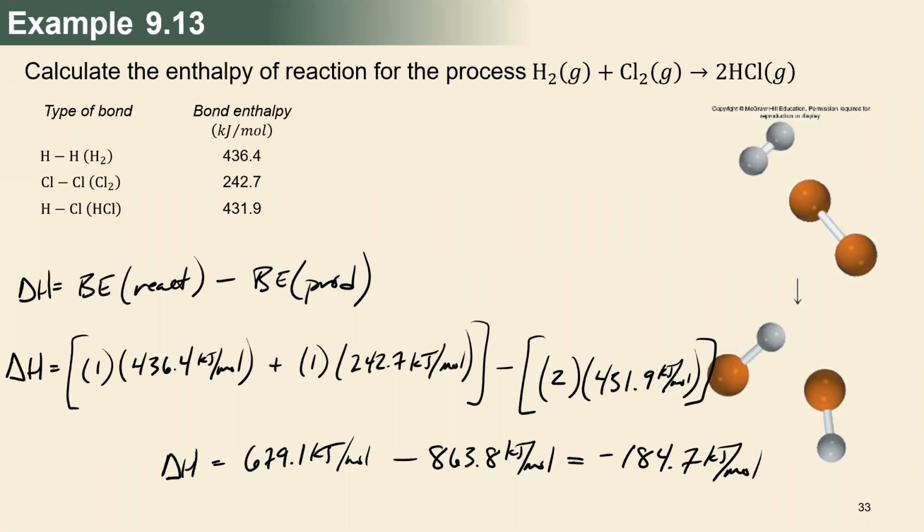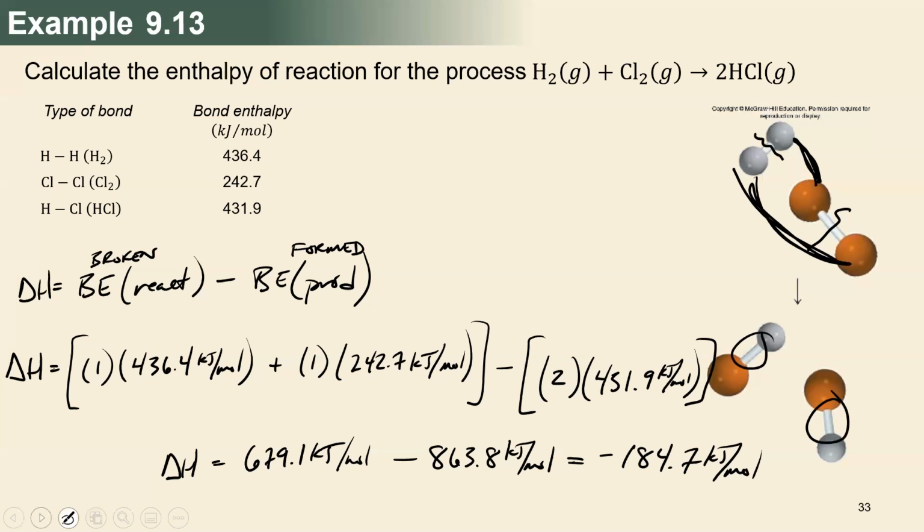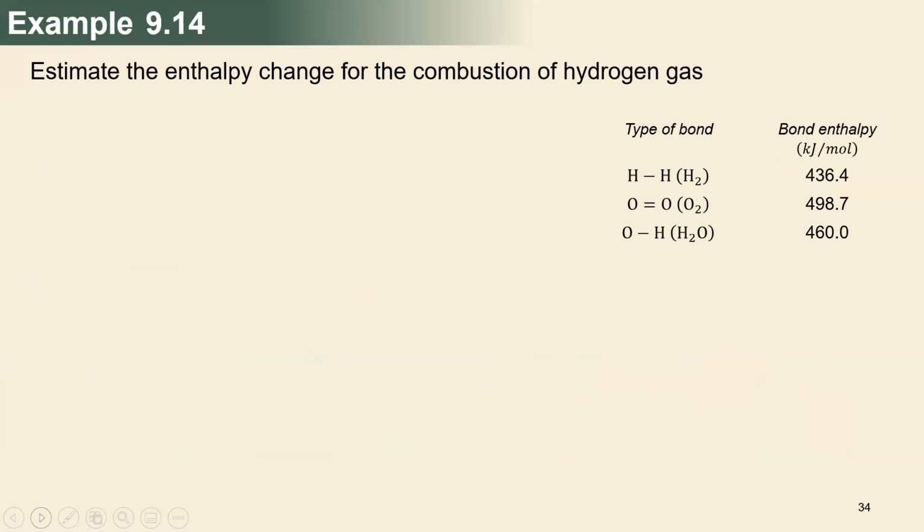Again, we just have to figure out all of the bonds that are breaking minus all the bonds that are forming. So again, this is bonds that are broken and bonds that are formed. We had to break this bond and this bond so that the hydrogen and the chlorine could bond together once and twice to form these new bonds. Okay. So let's do another one.